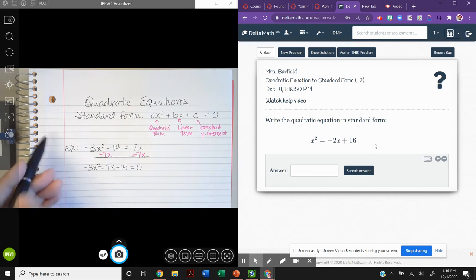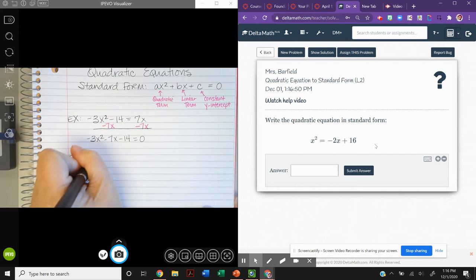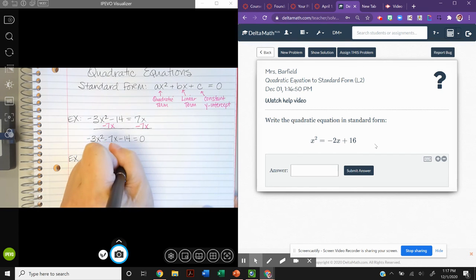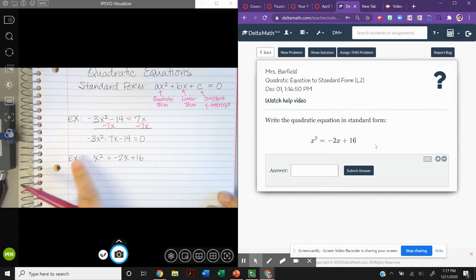So same idea. Okay? So I have x squared equals negative 2x plus 16. So I need the negative 2x to be on the other side and the 16 to be on the other side. So I'm just going to do it at the same time. So I'm going to add 2x and subtract 16 to both sides. And then I'm going to write the left-hand side in the correct order, with the quadratic term first, then the linear term, then the constant, and that's now equal to 0 because this eliminates.